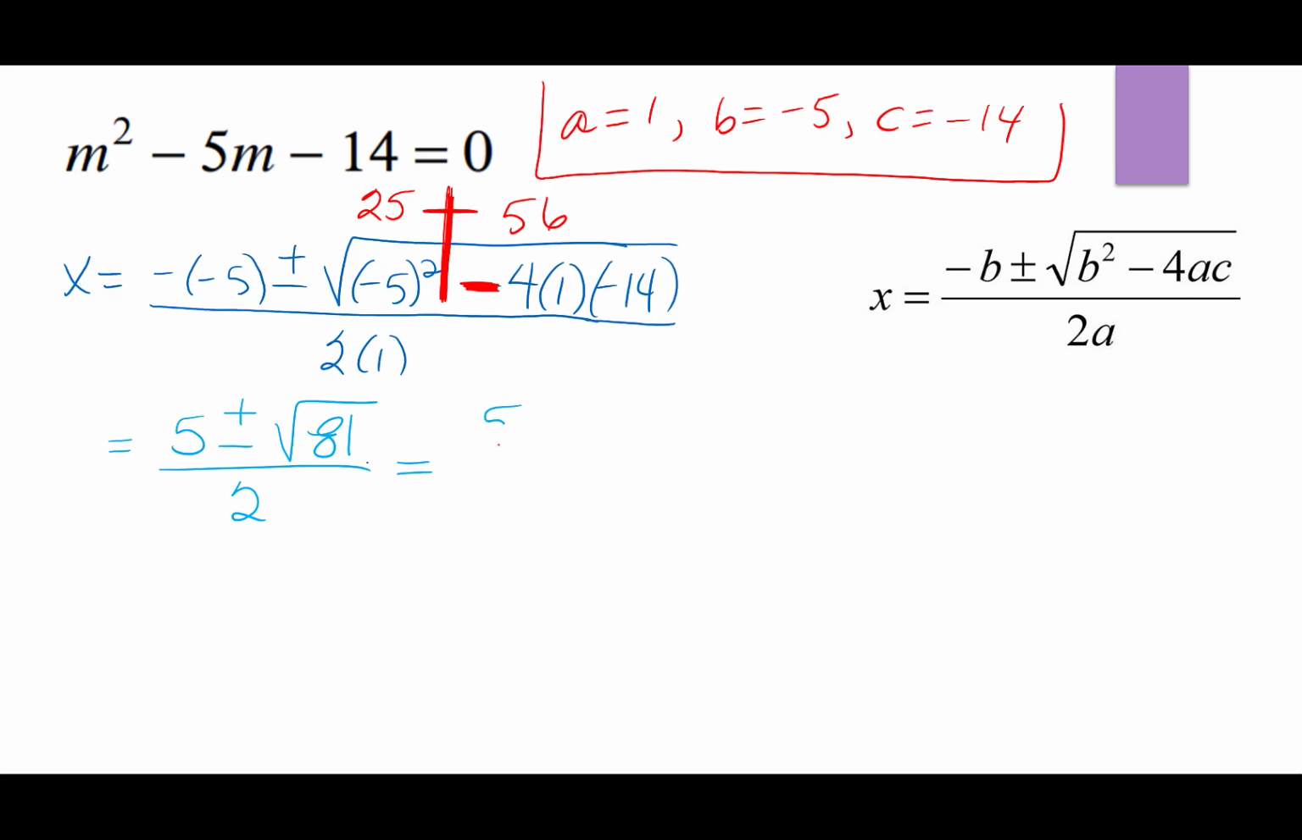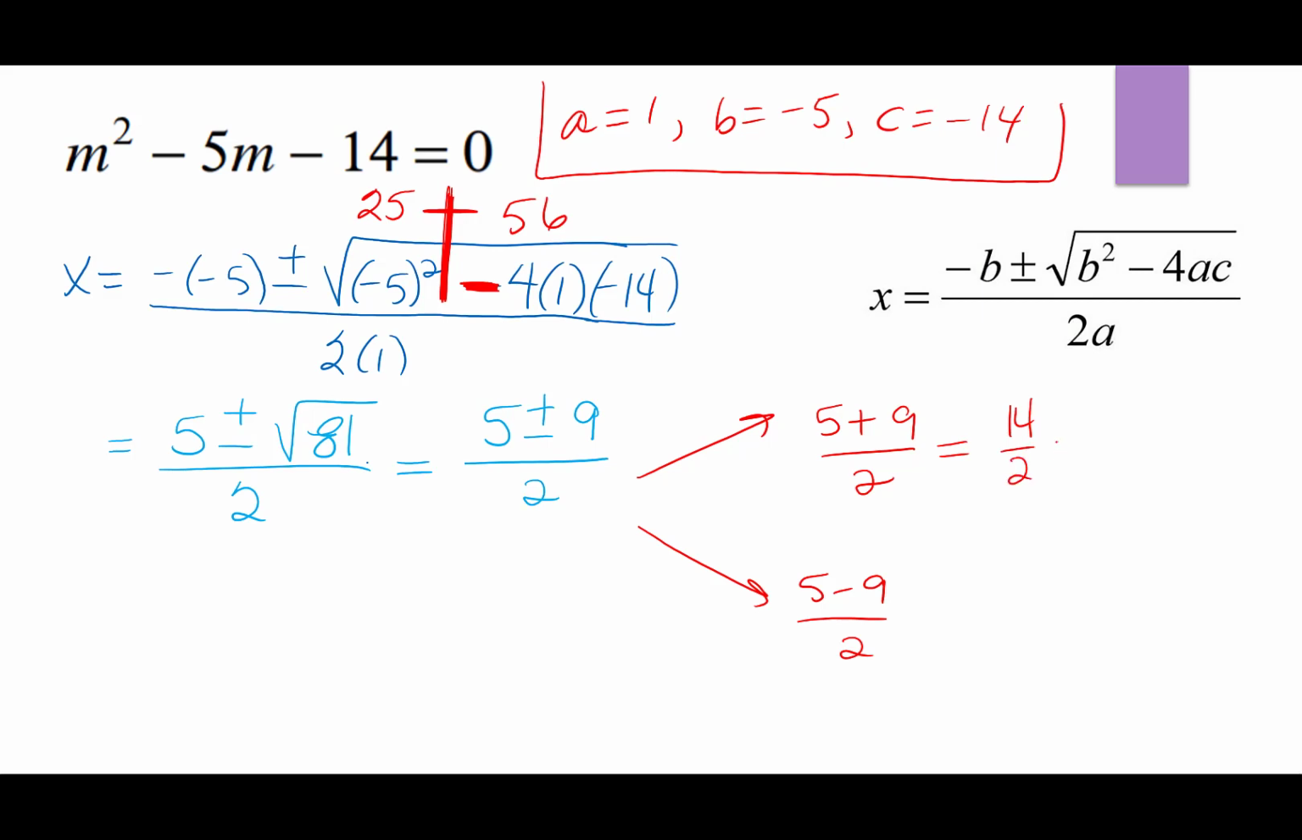We can simplify that a little bit further. This is 5 plus or minus 9 over 2. And then from here, this is where our two answers are going to come from. I really encourage you to separate these two fractions, 5 plus 9 over 2, and then 5 minus 9 over 2. The plus 9 and the minus 9 came from the square root of 81. There's a positive 9 and a negative 9. Okay, the first fraction, if we add across the numerator, this is 14 halves, which is 7.